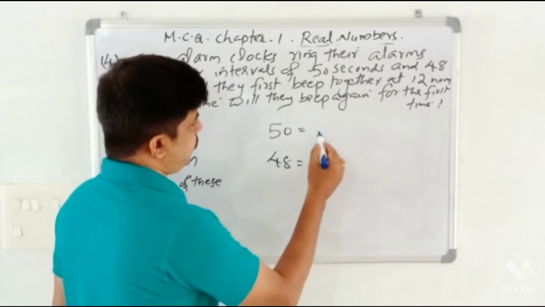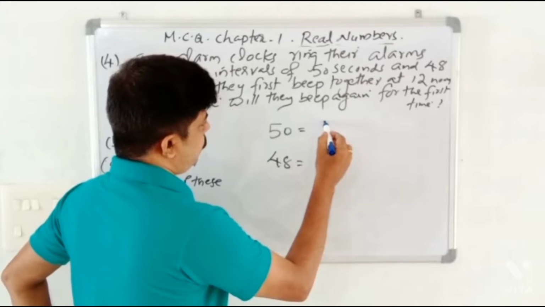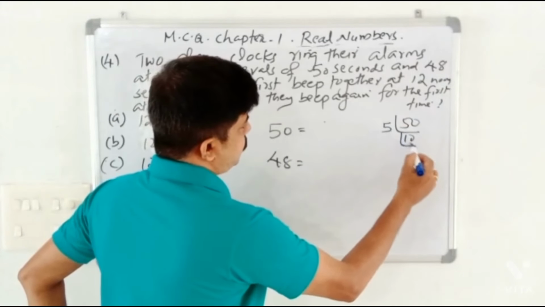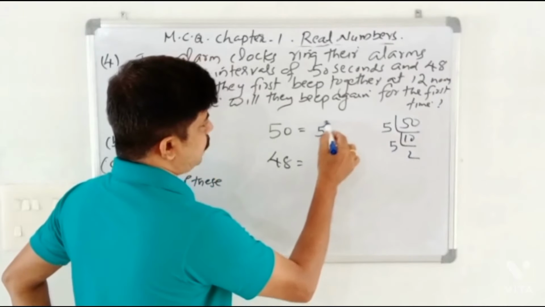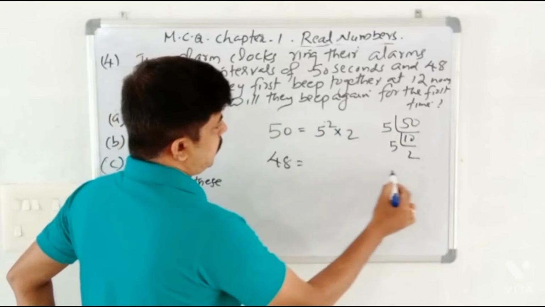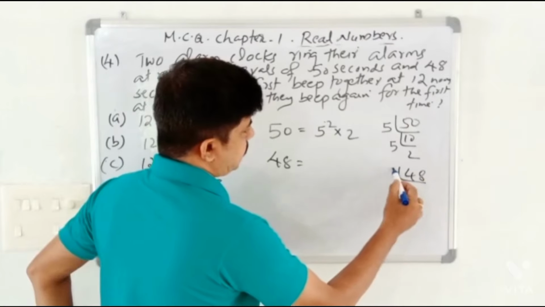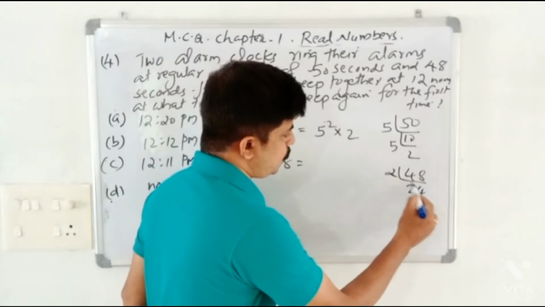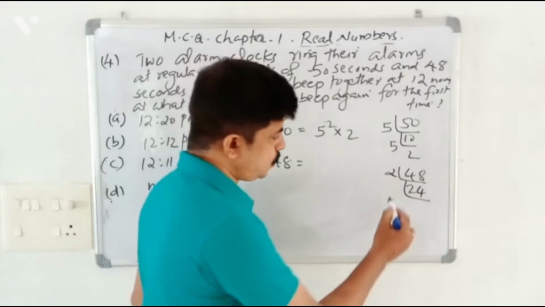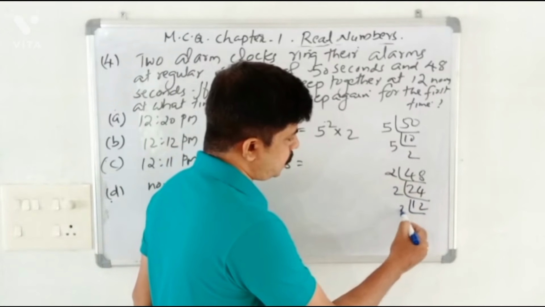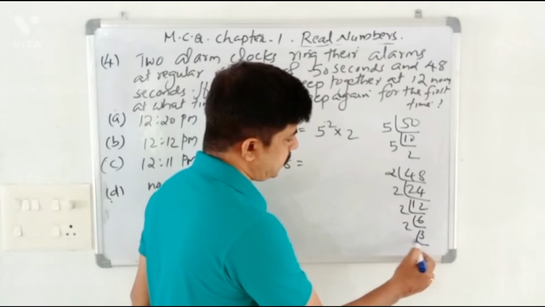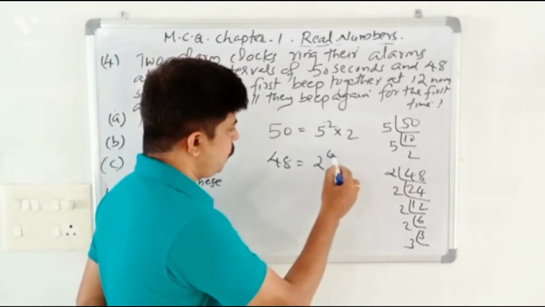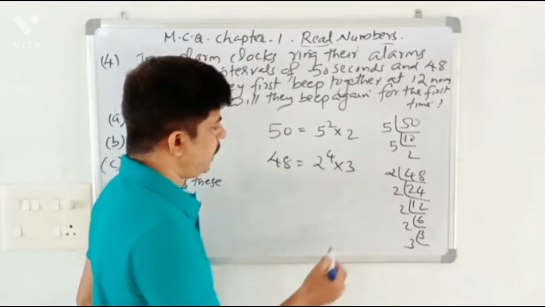We have 50, we have the prime factors. The prime factors of 50 are 5 two times and 2 one time. In 48, we have the prime factors: 2 is a factor, 24. Again, we can take 2, 12, 2, 6, 2, 3. Here we have 2, 4 times and 3, 1 time.